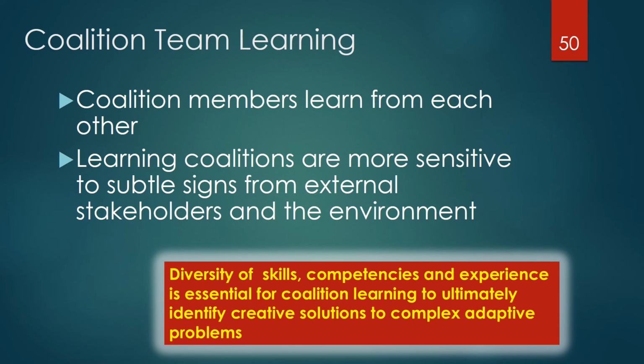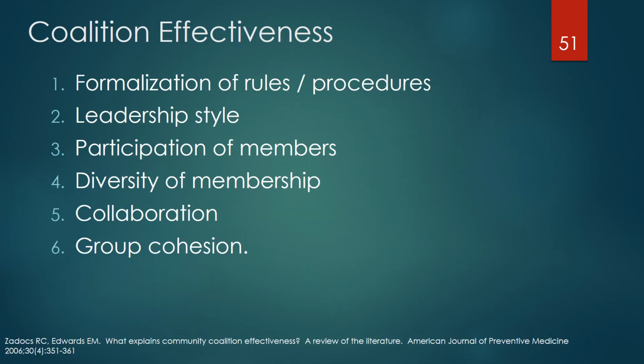Learning coalitions with their varied backgrounds are also more sensitive to the variety of subtle signs associated with external stakeholders and the environment. Number 5, collaboration. Groups will only participate and collaborate significantly on issues they feel are important for their organizations. Number 6, group cohesion. Once again, cohesion is dependent on adequate relationship strength and trust. Spending adequate time to develop and maintain relationships and trust is essential for effective coalitions.